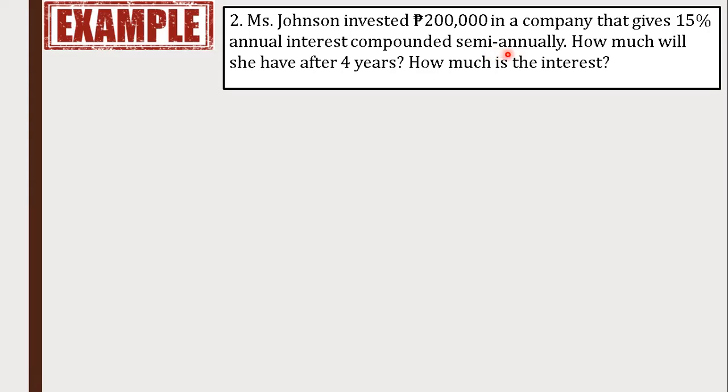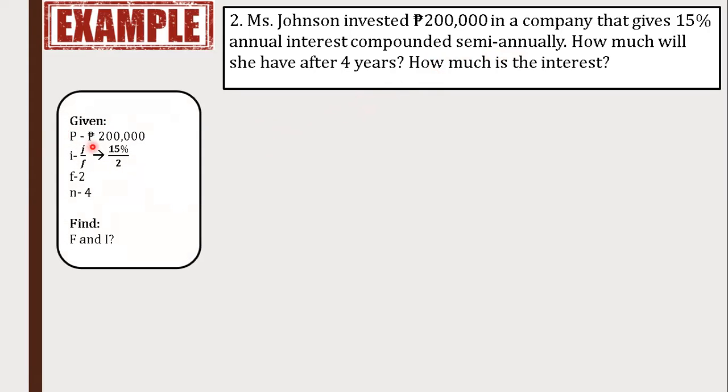So how much will she have after 4 years? And how much is the interest? Therefore, for our given, we have P or the principal, that's 200,000 pesos. And for our i, you need to use the formula for i. For an i which is not annually, as you can see here, this is semi-annually, you need to use j over f. j stands for the given interest rate, and f stands for the frequency. So how are you going to determine the frequency? By looking at the word semi-annually. Remember, semi-annually is every 6 months.